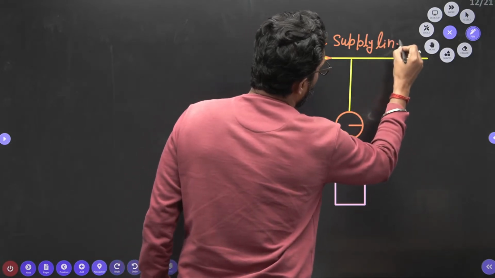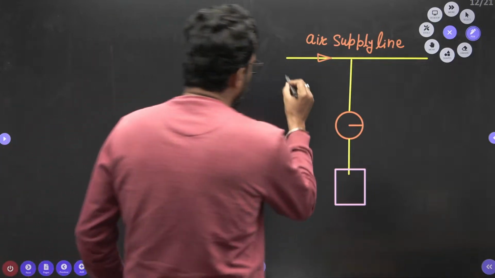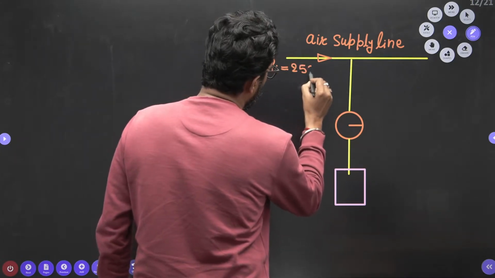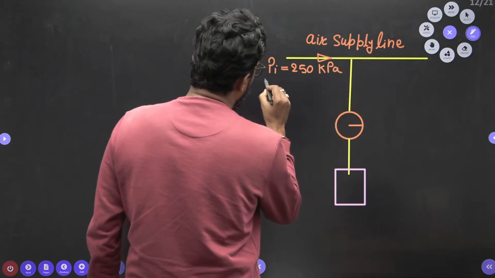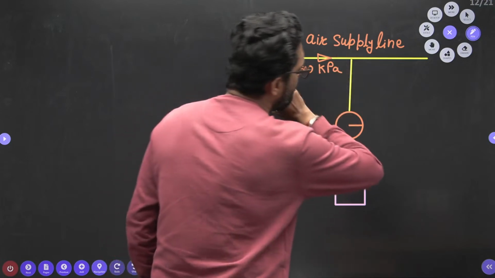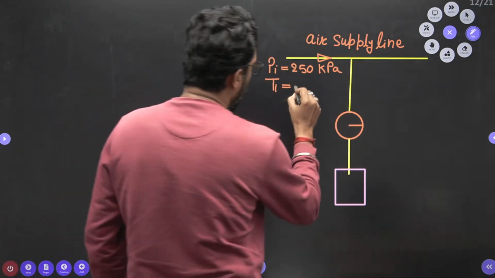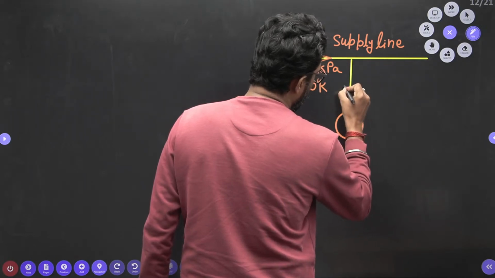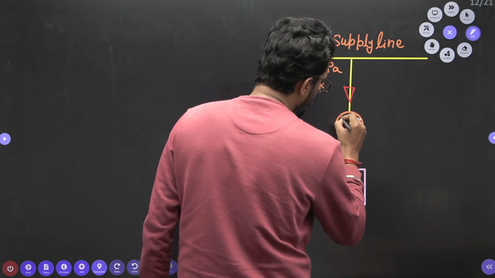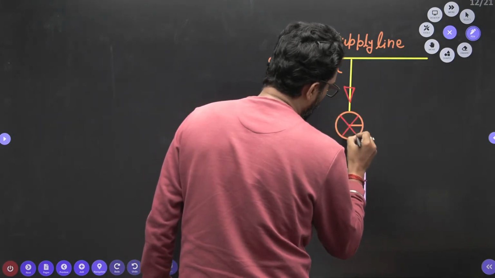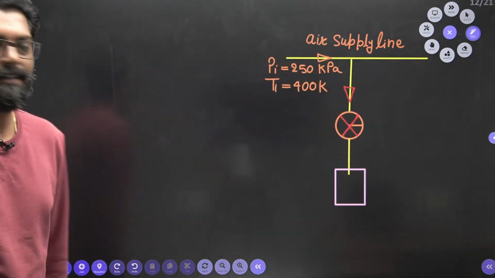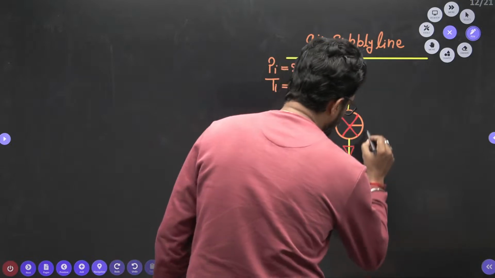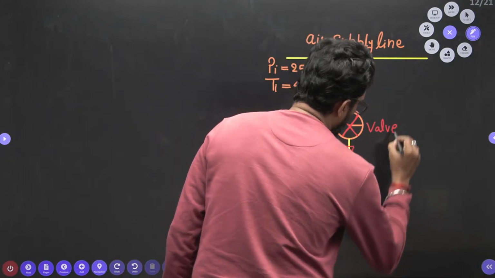The properties given: the initial pressure of the air is 250 kilopascal, and the initial temperature, that is the inlet temperature, is given as 400 Kelvin. This connecting valve acts as a throttling valve, and we control the flow with this valve into the tank.